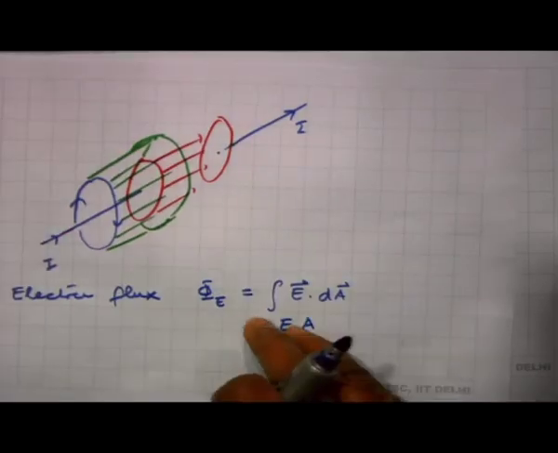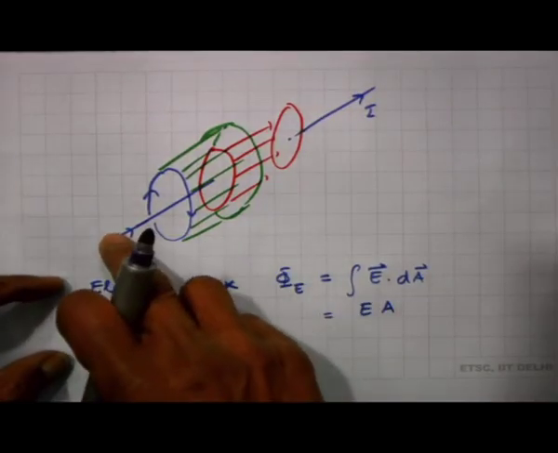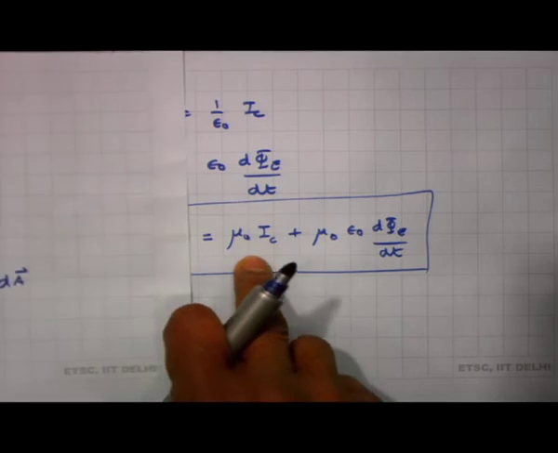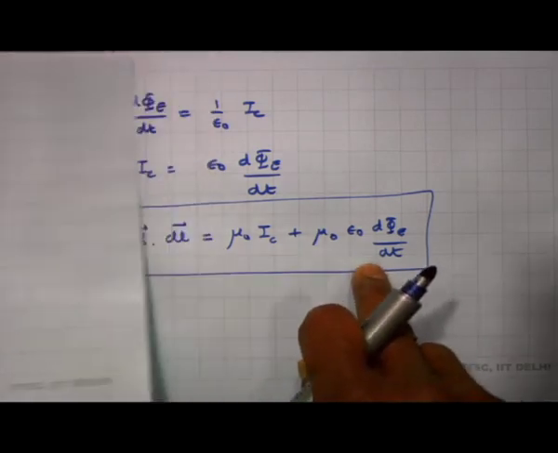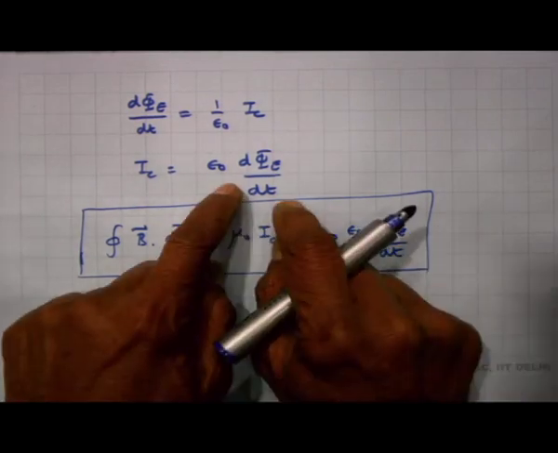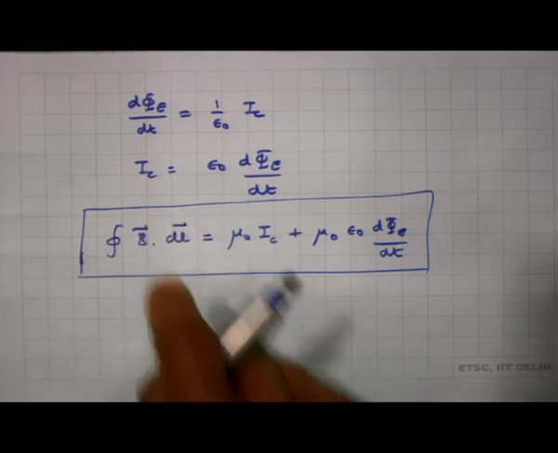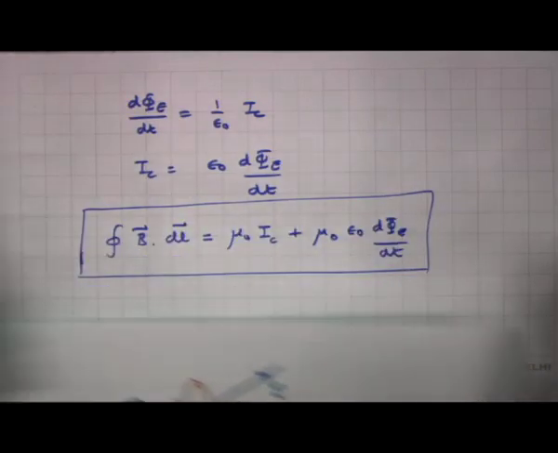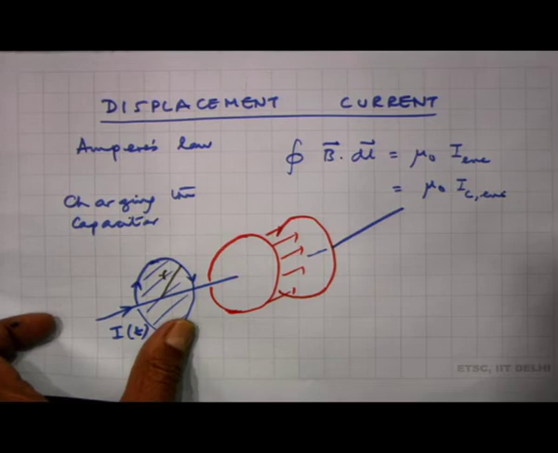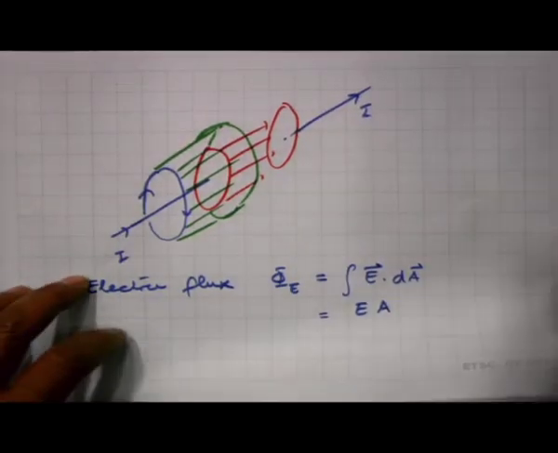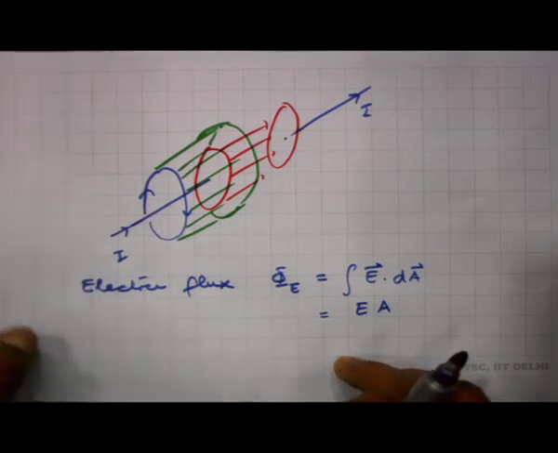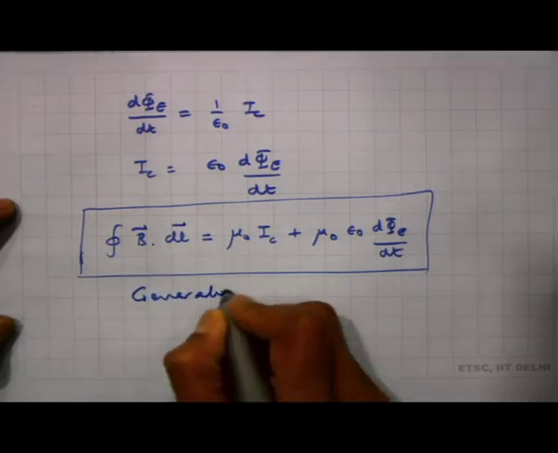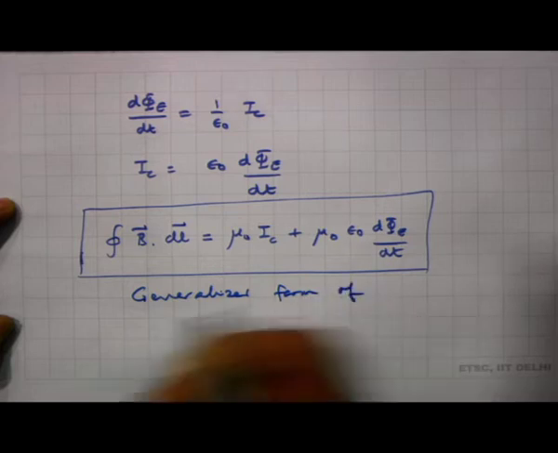If I choose a surface which is like this, which does not cut the current, but it encloses the space between the two capacitor plates, then the first term in this equation is 0 and I am left only with the second term, and the second term, as you can see from here, epsilon 0 d phi E by dt is exactly equal to the conduction current that is passing through the wire. So, this equation becomes valid whether I take a surface in which the wire is cutting, or I take a surface in which the wire is not cutting, but I am passing through between the capacitor plates. So, this equation is more general, and this is the generalized form of Ampere's law.